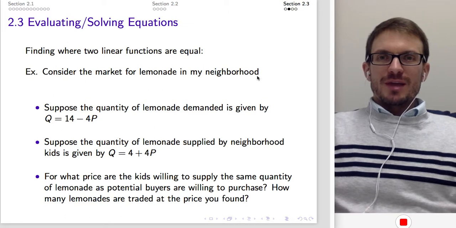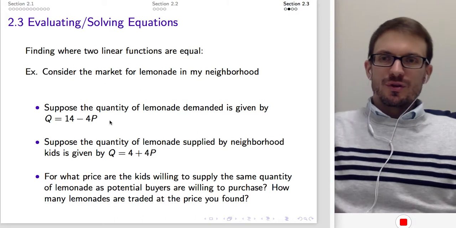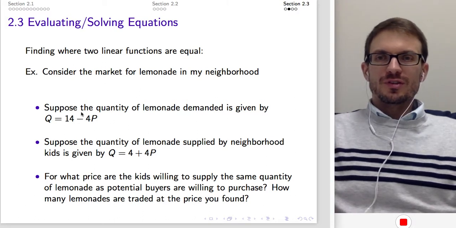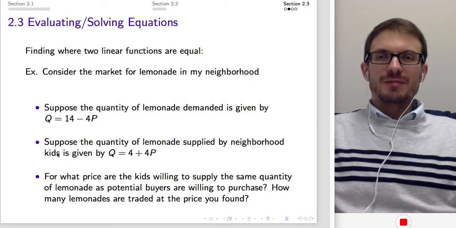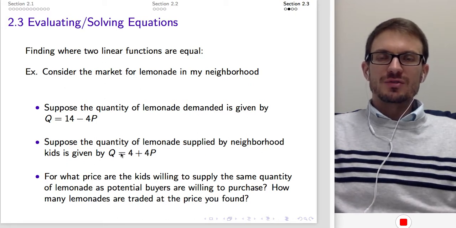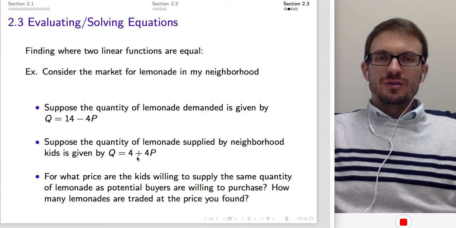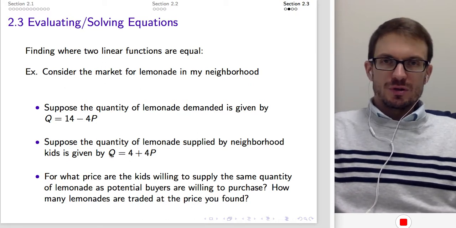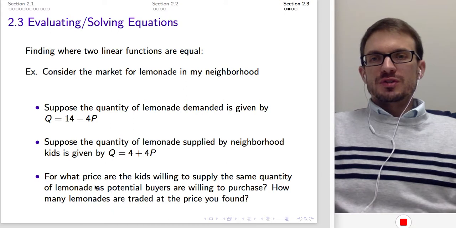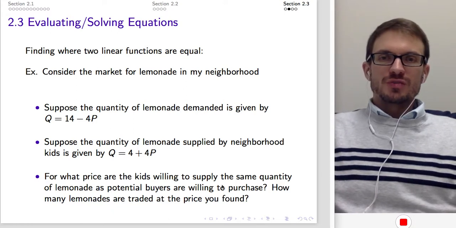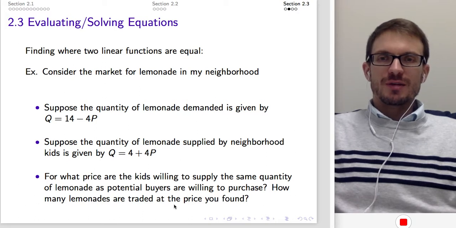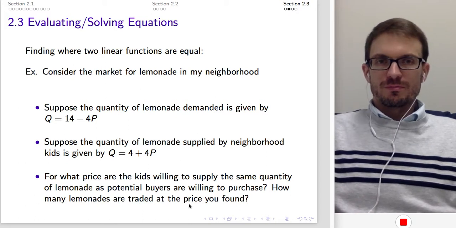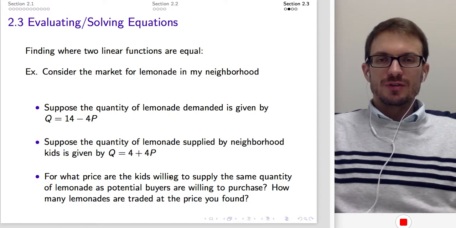Consider the market for lemonade in the neighborhood. The quantity of lemonade demanded is given by Q is equal to 14 minus 4p. This is the amount of lemonade that people would like to purchase. Suppose the quantity of lemonade supplied by the neighborhood kids is given by Q is equal to 4 plus 4p. So this is the amount of lemonade that the kids are willing to sell. So then what's the price? For what price are kids willing to supply the same quantity of lemonade as potential buyers are willing to purchase, and how many lemonades are traded? So pause, think about this, and then come up with your answer.